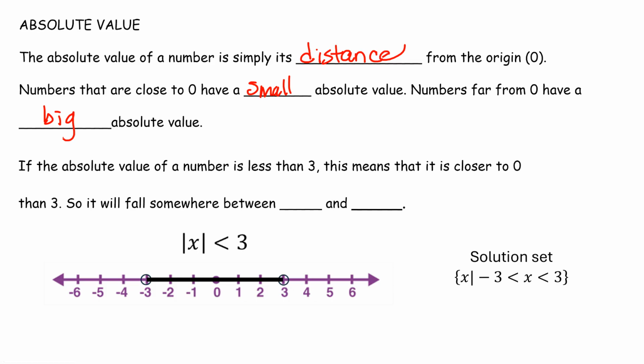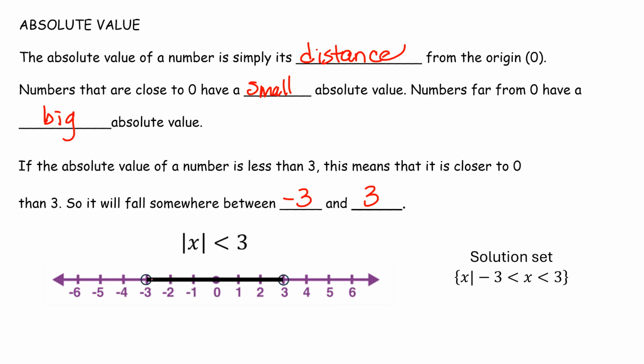So if the absolute value of a number is less than 3, this means that the number is closer to 0 than 3 spaces away. So it's going to fall somewhere between -3 and 3. If I say the absolute value of x is less than 3, I mean you can't get any further away from 0 than 3 away. So you can go as far as 3 or as far as -3.